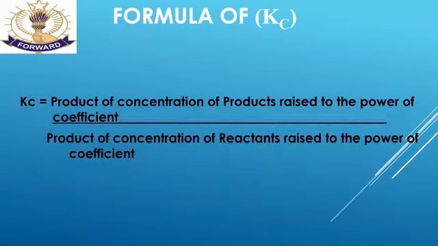Now, what is the formula of equilibrium constant? Equilibrium constant is equal to the product of concentration of products raised to the power of coefficients, divided by the product of the concentration of reactants raised to the power of coefficients. You can clearly understand the formula in numericals. This equation for Kc is sometimes referred to as the chemical equilibrium expression. We can also call it chemical equilibrium expression.